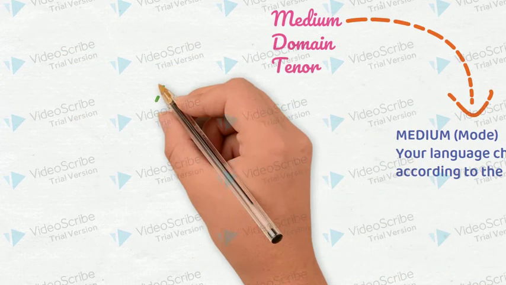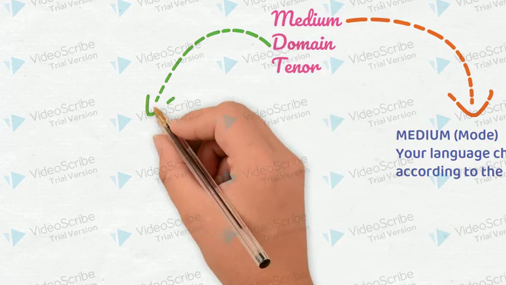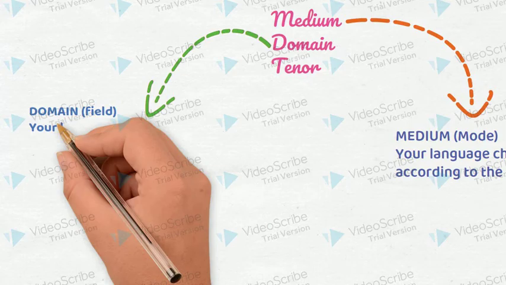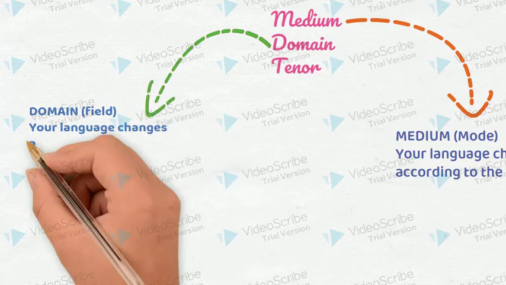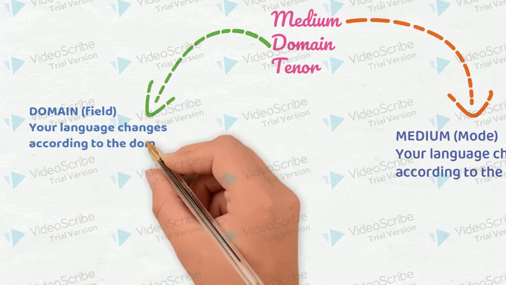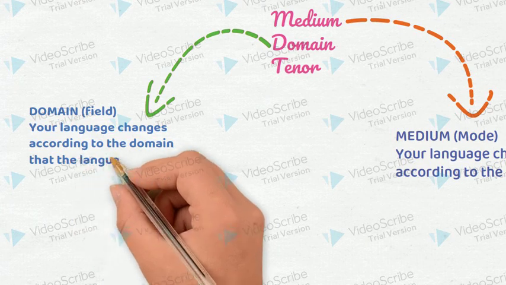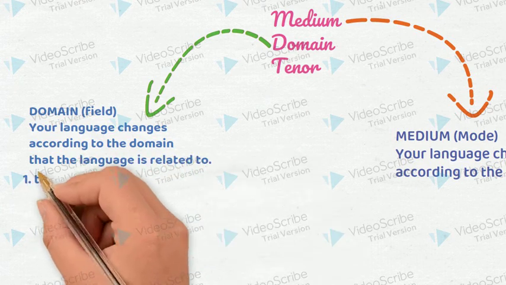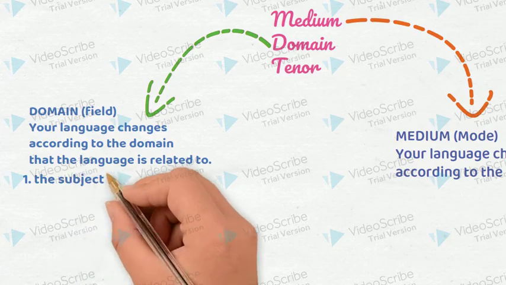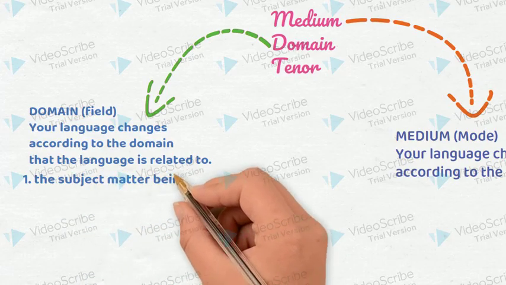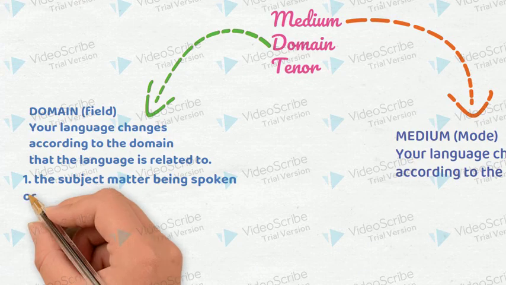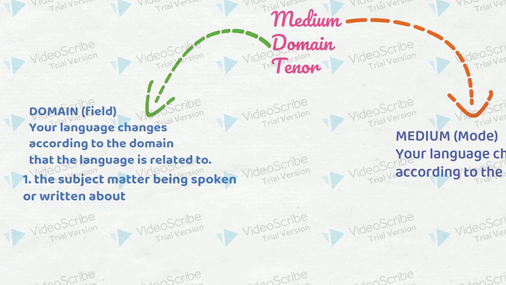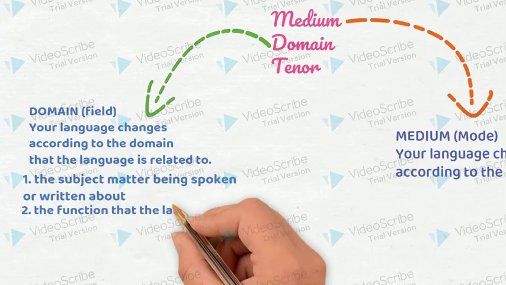On the other hand, domain. Domain is sometimes called field by other writers. That means your language changes according to the domain that the language is related to. This includes A. The subject matter being spoken or written about, like the language of science and the language of law. And B. The function that the language is being used for.